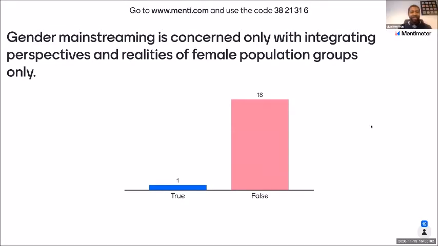17 false, 18 false. So, Prof, could you give us a sense as to why you think that is false? Because you told me before the webinar that it's obviously false. But what actually is the premise why considering gender mainstreaming shouldn't be just the realities of female groups alone? Why, Prof? Quickly. You're mute. You're mute.